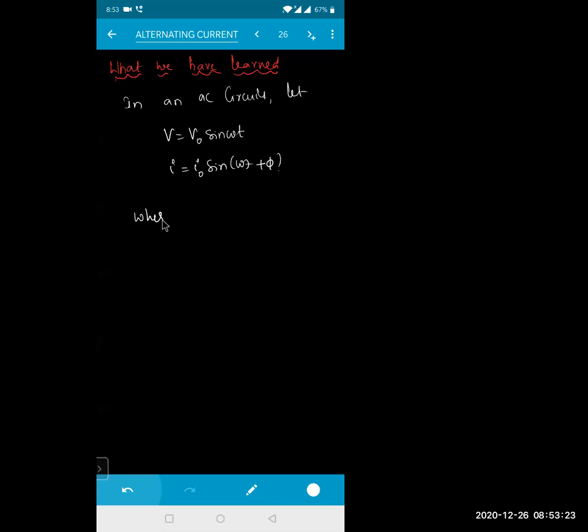Here I naught is equal to V naught by the resultant resistance, that I'm representing by Z. What is phi here? Phi is the phase difference between voltage and current. And Z is known as impedance.